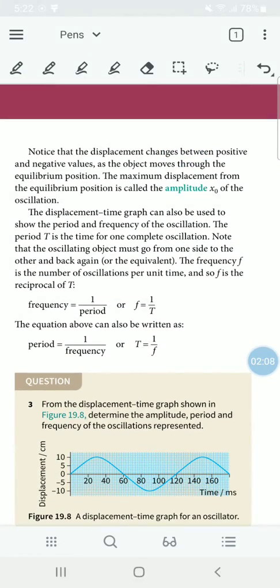Then notice that the displacement changes between positive and negative values as the object moves through the equilibrium position. So we take one direction as positive and the other direction as negative. The maximum displacement from the equilibrium position is called the amplitude X0 of the oscillation. The displacement time graph can also be used to show the period and frequency of the oscillation.